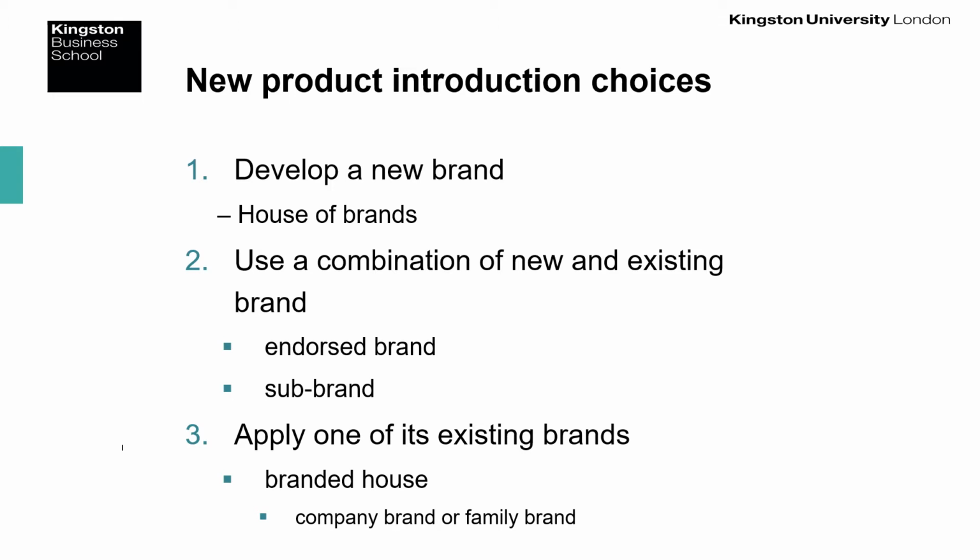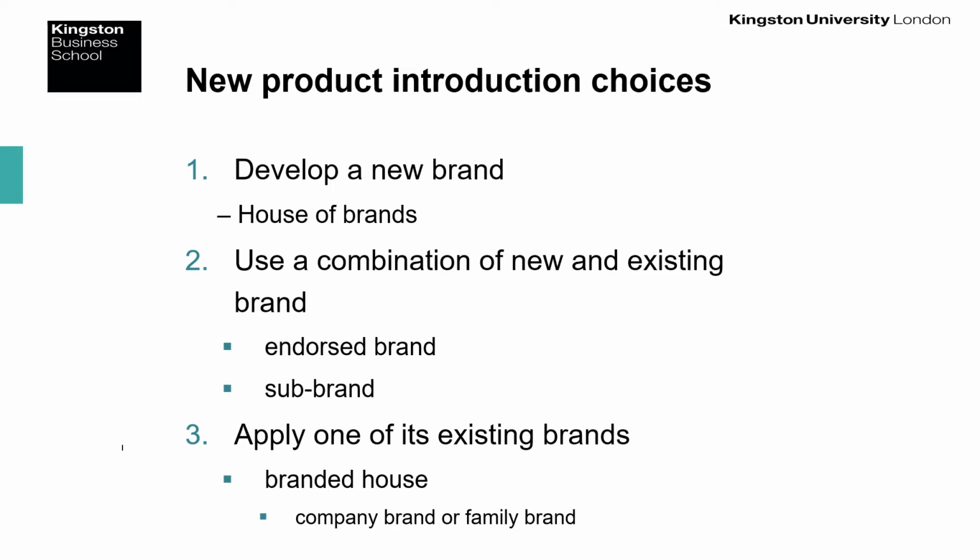The second option is to use some sort of combination of a new and an existing brand name. And that's the middle strategies in the Aaker and Joachimsthaler brand relationship spectrum, the endorsed brand and the sub-brand strategies, where you've got something new and something which has been around for a while coming together, shown side by side on the brand and the packaging, etc.